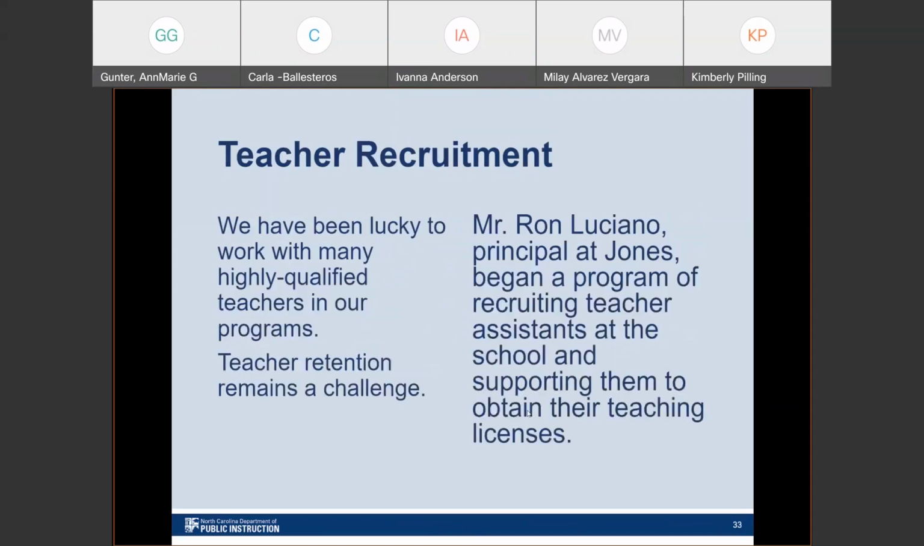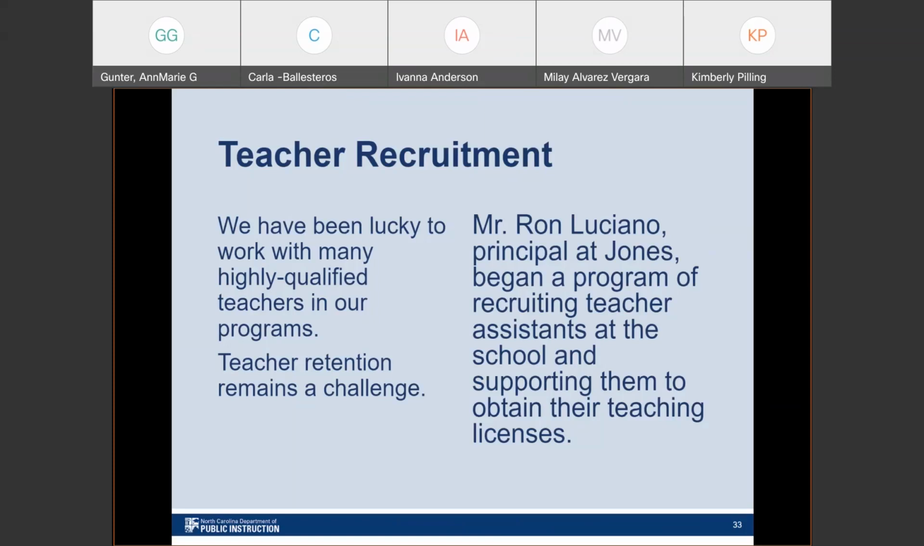Teacher recruitment, as anyone with an immersion program knows, can be challenging. So Mr. Luciano, who's the principal at Jones, began kind of on his own a program of recruiting stellar teacher assistants and using the certification system through Guilford County to get them certified as classroom teachers. And this way they were already familiar with the kids, and sort of had hands-on training. And so we've had for many, many years some really, really highly qualified teachers at Jones, and teacher retention can be a challenge, but this seems to be helping with that as well, and finding teachers who come to the program and then who stay long enough to really establish strong classrooms and, of course, a strong rapport with their students.